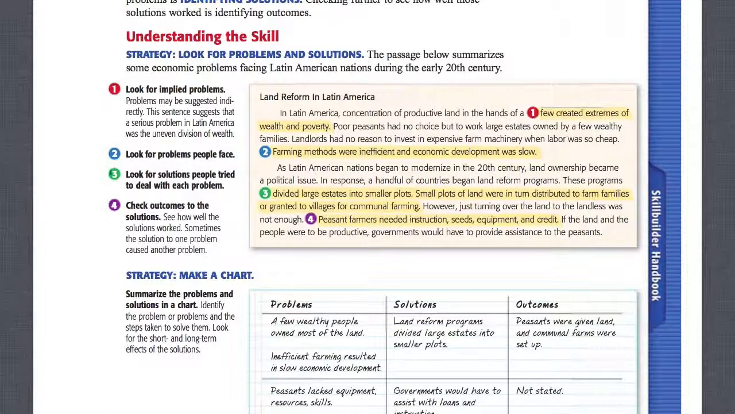Third of all, look for solutions. So here you have the solutions. There was dividing the large estates into smaller plots. Small plots of land were in turn distributed for farming and family organizations, to villages for communal farming. And fourth of all, we should check the outcomes of the solutions. That means see how well the solutions work. Sometimes the solution to one problem may cause another problem.